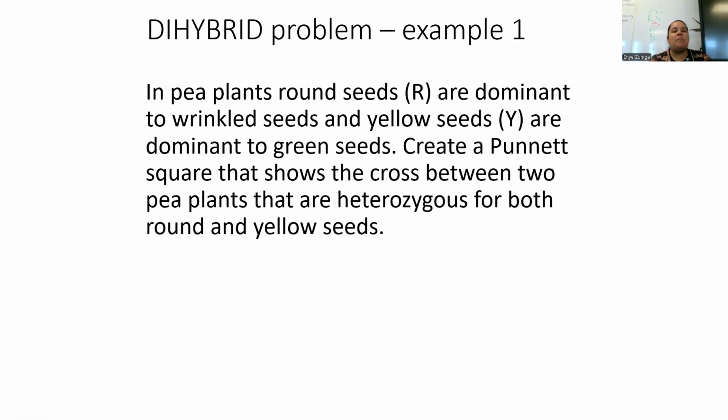Okay, so here's the example. In pea plants, round seeds, capital R, are dominant to wrinkled seeds, and yellow seeds, capital Y, are dominant to green seeds. Create a Punnett square that shows the cross between 2 pea plants that are heterozygous for both round and yellow seeds.